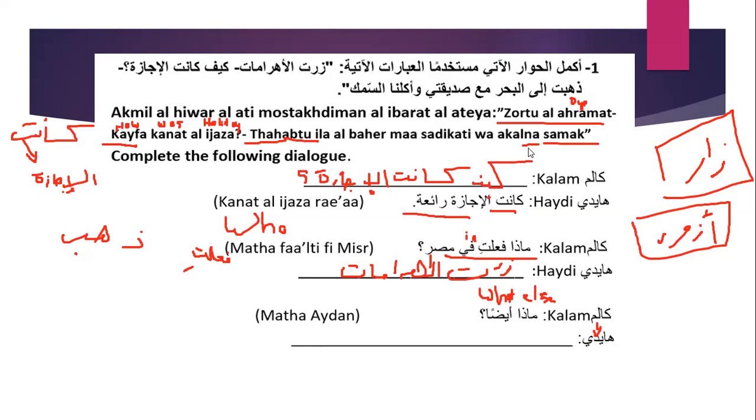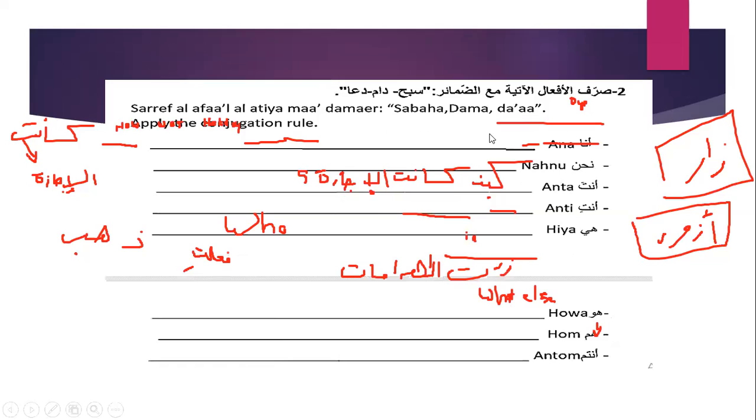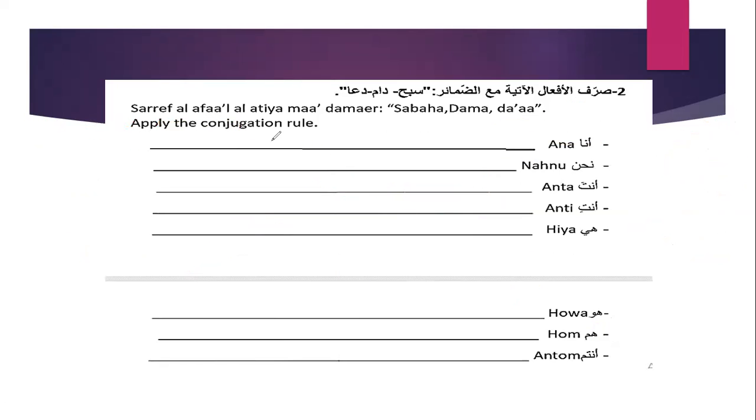Now let's go to the second question. Apply the conjugation rule. When I say apply the conjugation rule, it means that you are going to form the past tense of the verbs, okay? Here we have sabaha. What do you mean by sabaha? Swam. We have dama, which is continued.